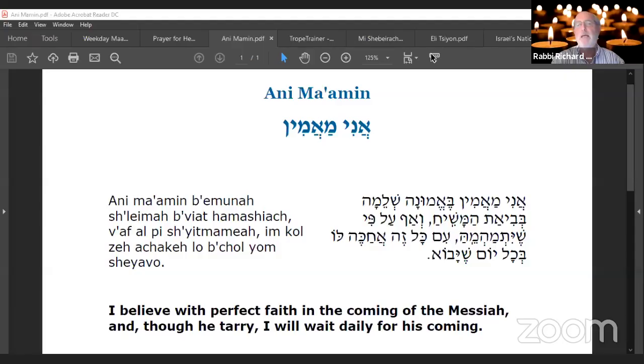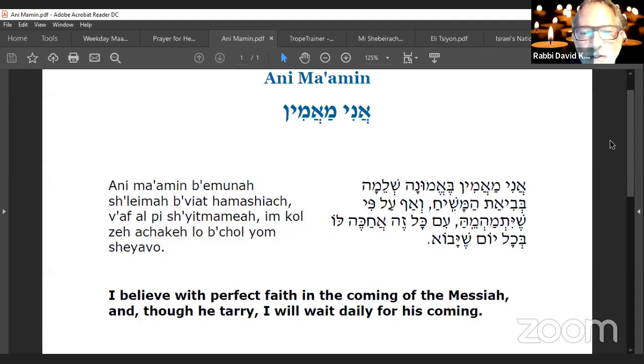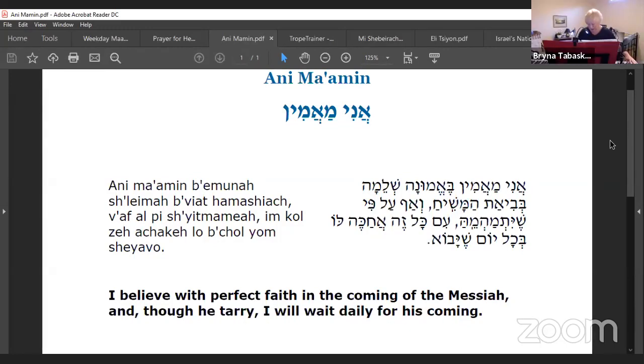Amen. Amen. All right, so I think it's about time for us to begin our service. Brian Tabaski is going to be beginning the service tonight, singing for us Ani Mamin, as we believe in the coming of the Messiah. Brian? If I could just say, Brian Tabaski is music director at Temple Tiferet Shalom. We're glad you're leading with us today as well. Thank you, rabbis. I'm very happy to be able to share with everyone.